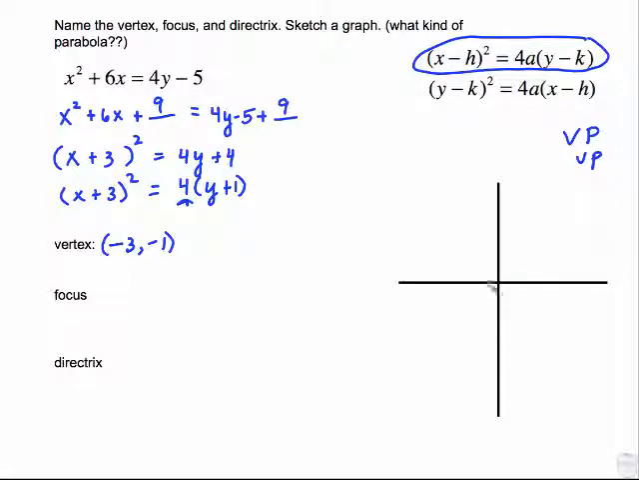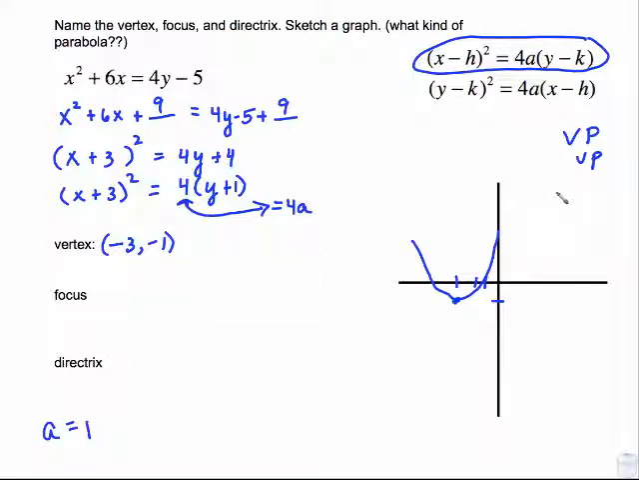So I can go over here to the graph, negative 3, negative 1, and I know my parabola looks something like this. Of course, I don't know how fat or skinny it is. I'm just giving this a visual here to help us with the focus and the directrix. So at this point, I need to get A, so that will help me get the focus and directrix. So I set 4 equal to 4A, solve that, and I get A equals 1.